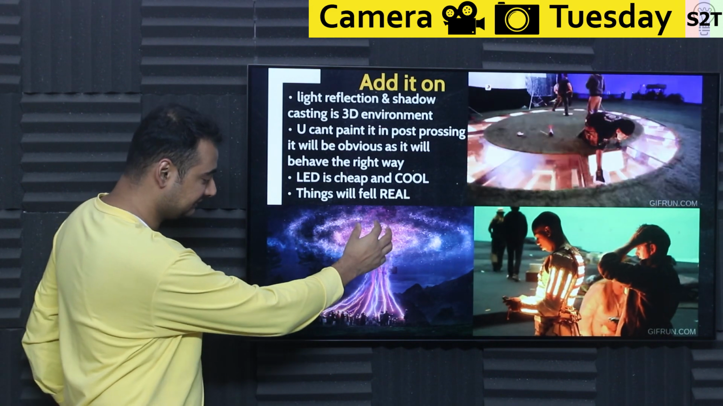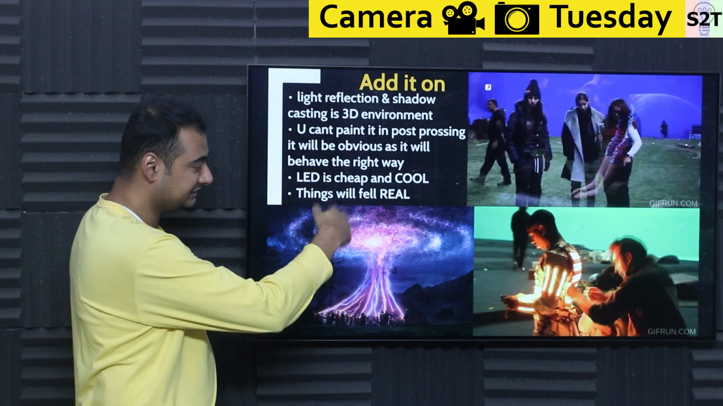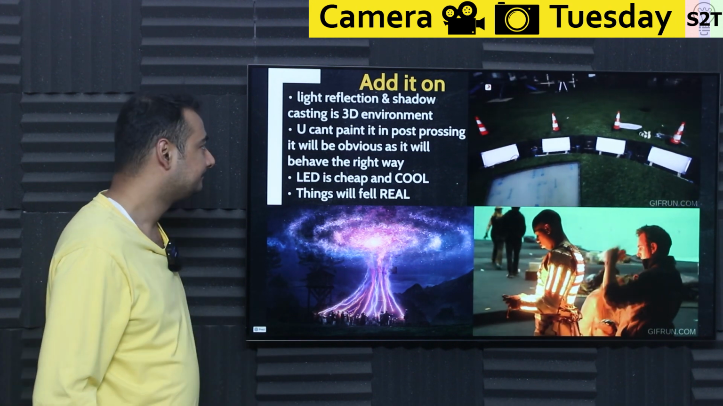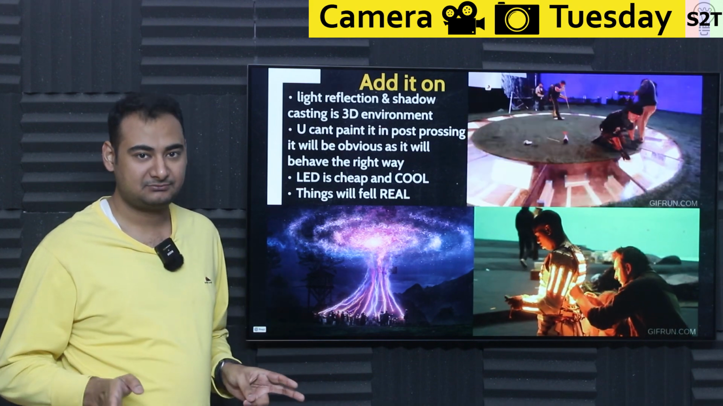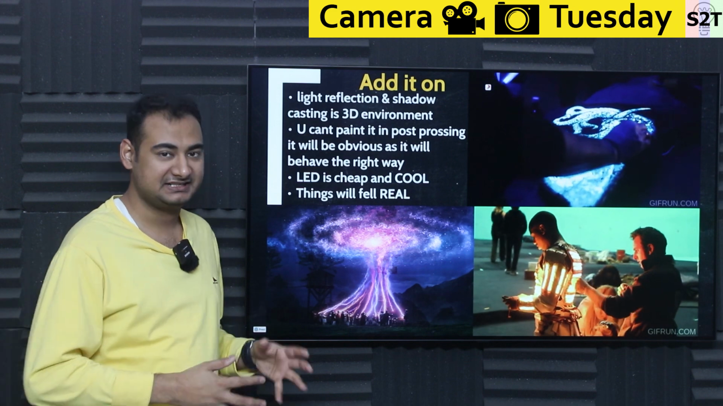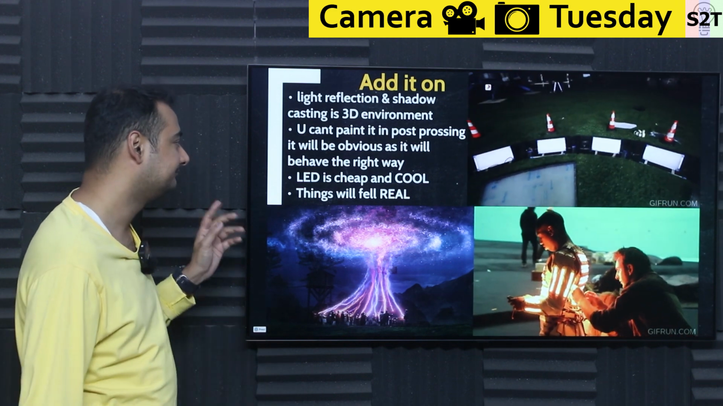Now you have a light source here and no physical light. So if you're doing it in VFX, it's gonna look fake AF. Like really, really fake AF. So you can't paint it in post-processing. You can enhance it, settle it down, that's up to you. But you cannot just magically add it. This is one critical aspect of it.